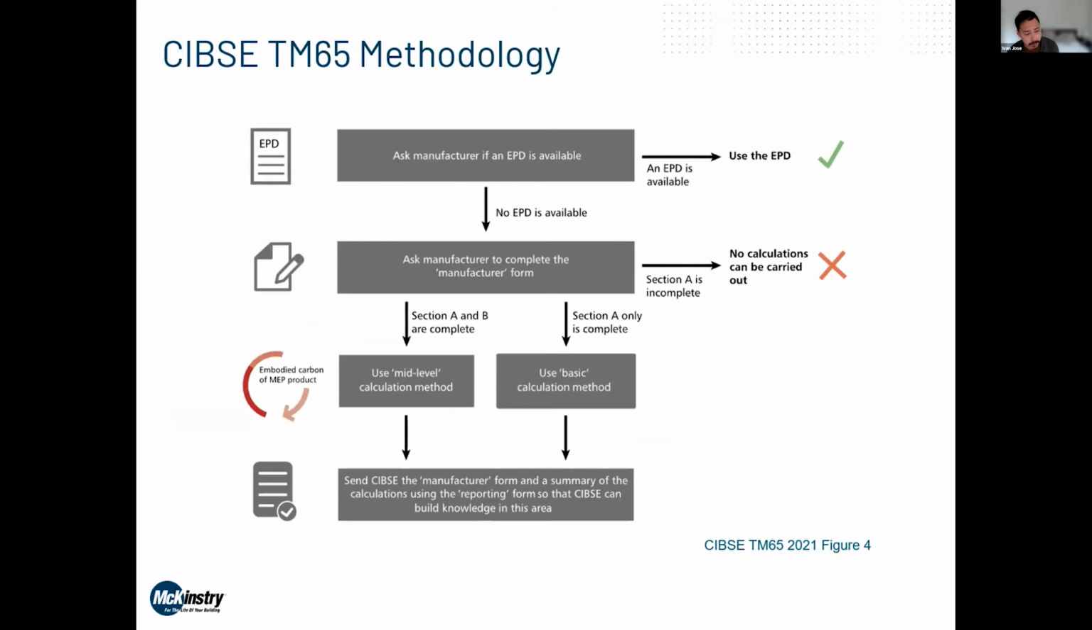So getting into that TM65 method, this is a little bit of a workflow chart showing how to do your embodied carbon calculation if you don't have an EPD available for the mechanical, electrical, plumbing product that you have. Then you can get into this TM65 method. First step, trying to get information from the manufacturer on the raw data, and then just using a mid-level or basic calculation method to do the estimating of the embodied carbon of that MEP product.